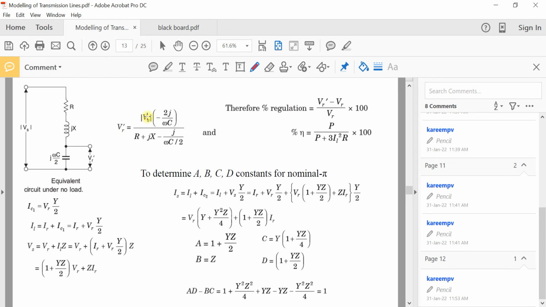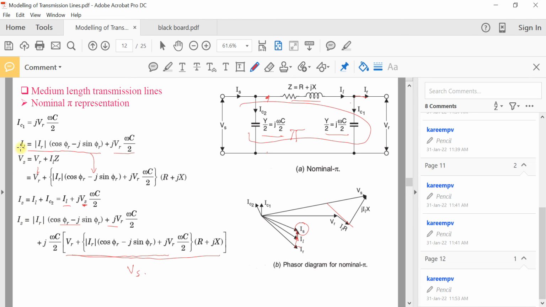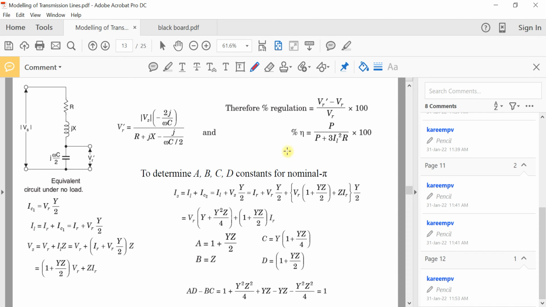Total current flowing through this is Vs divided by R plus jX minus j omega C by 2, which is the series combination of this resistance and these reactances, this impedance or this reactance, that is this one. So this will be the expression for VR dash. Once you get VR dash and VR, the expression we have already evaluated here. The expression for Vs and Is in terms of VR and IR we have already calculated. Once you know VR and the no load terminal voltage VR dash, you can evaluate the regulation.